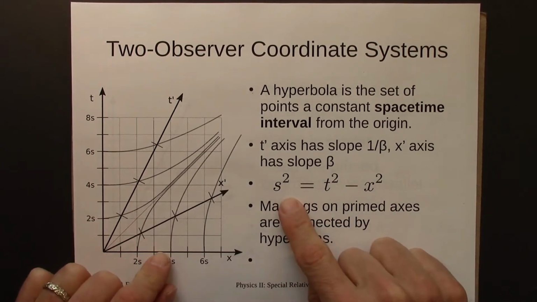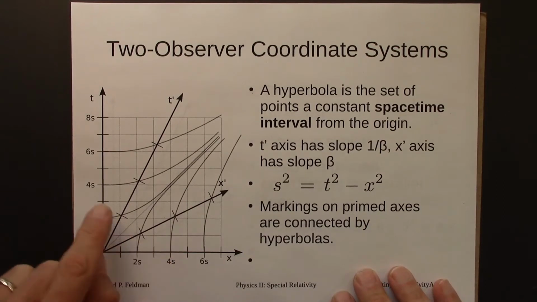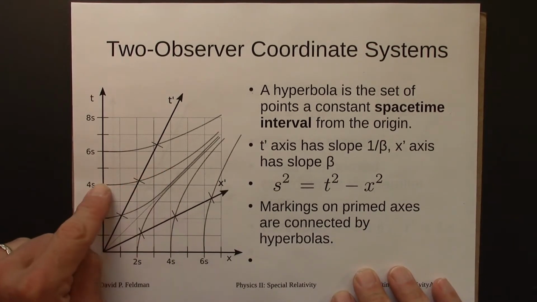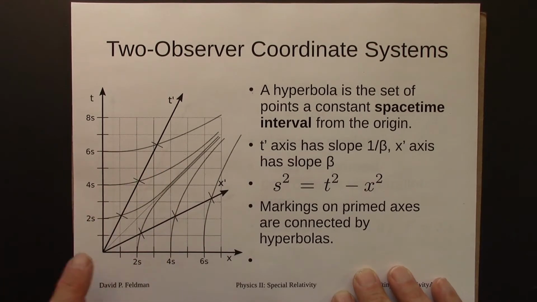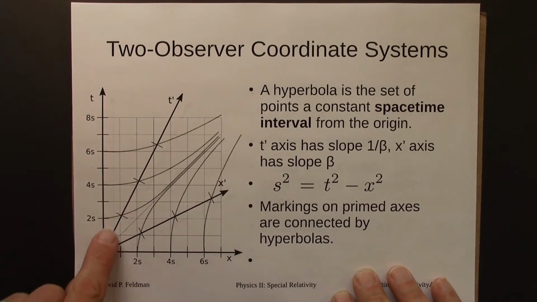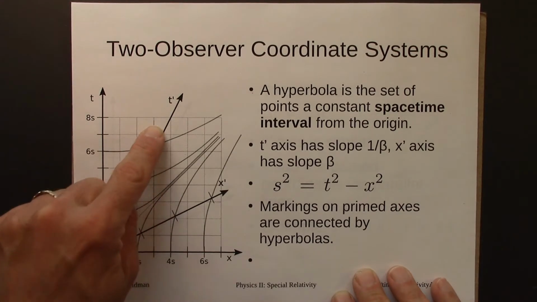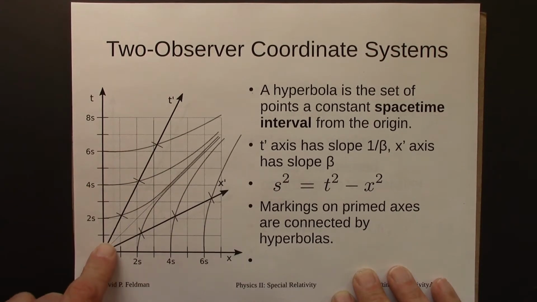The metric equation, which is basically this, gives a different geometry. So we have to think about hyperbolas instead of circles. And so the markings, the calibrations on axes are connected by hyperbolas, not by circles. And so we argued that this will have a slope of 1 over beta, because it's just the world line of the center clock in the moving frame.